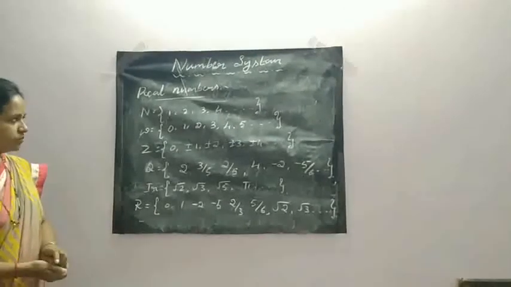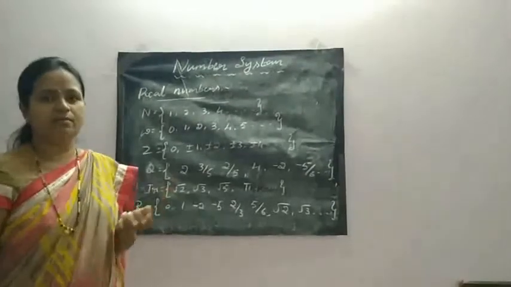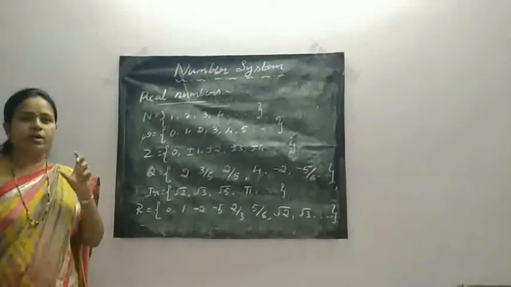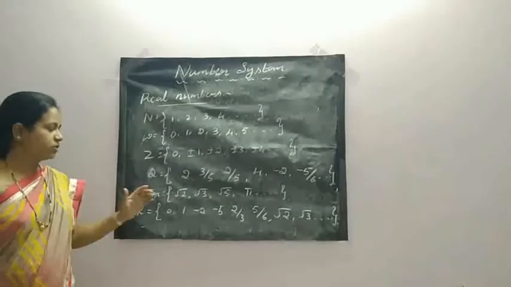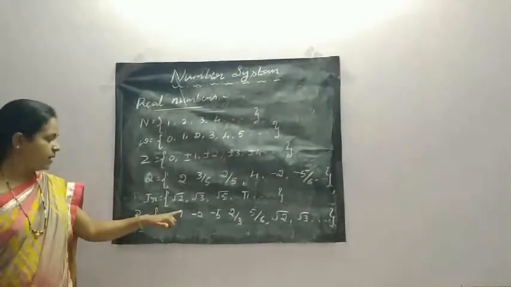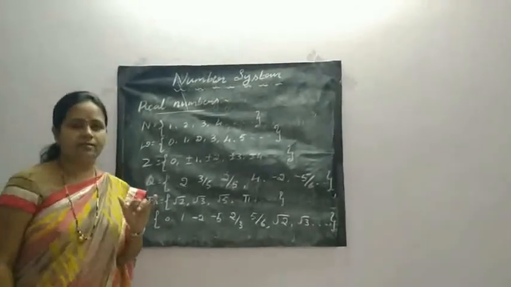So just now we have learned about the irrational numbers and the real numbers. In our next class, we are going to study how to represent the real numbers in the number line. Got it? So in the next class, we will learn how to represent the irrational numbers in the number line. Thank you, children.